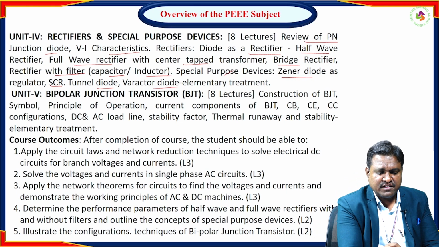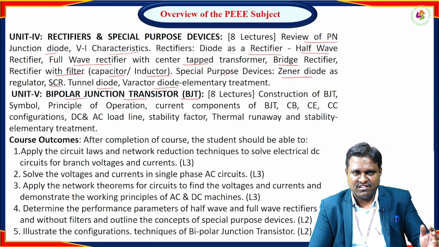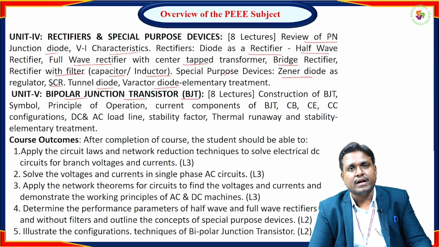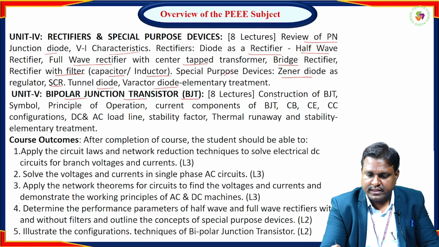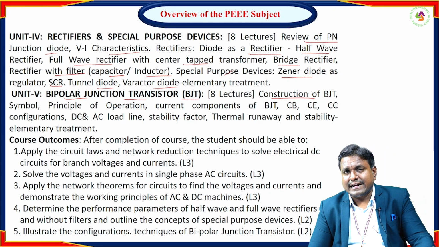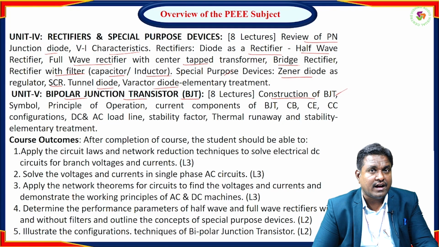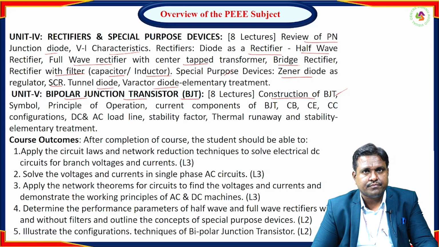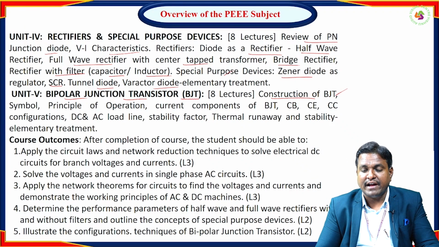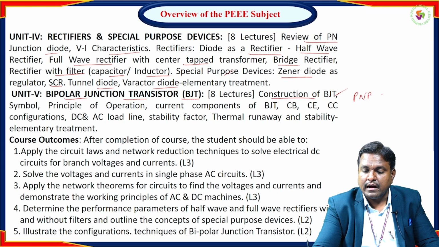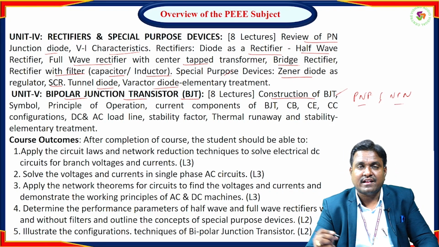Here comes the last chapter, which is the transistors, bipolar junction transistors. Here we are going to start with what a transistor is, how a transistor is formed, what its construction is, and what its operation is. First, we are going to study the construction of the BJT, its symbol, and its operation, and how the movement of charge carriers takes place in the PNP and NPN transistors. We have two types of transistors, PNP and NPN.